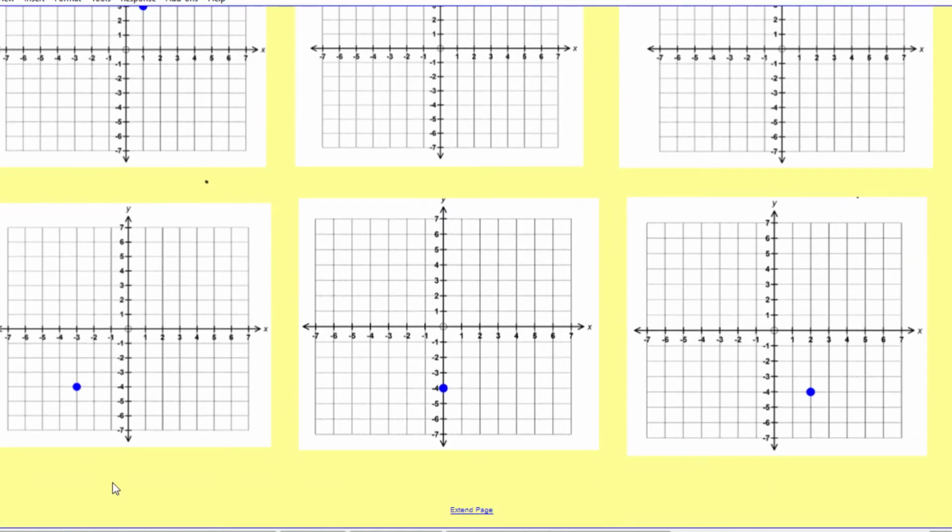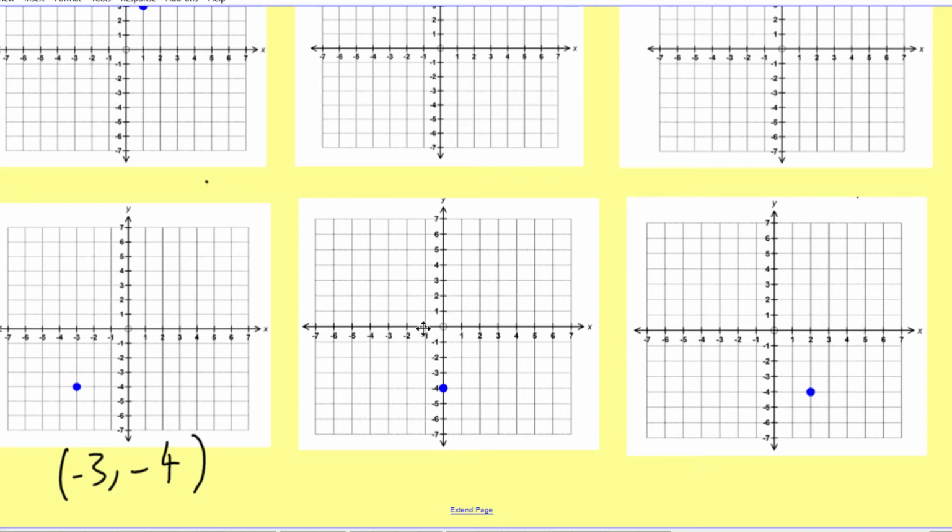Okay, moving to the next ones. Here, we've gone to negative 3 on the x, so our first number is negative 3. And we've gone down to negative 4. So negative 3 along, negative 4 down.